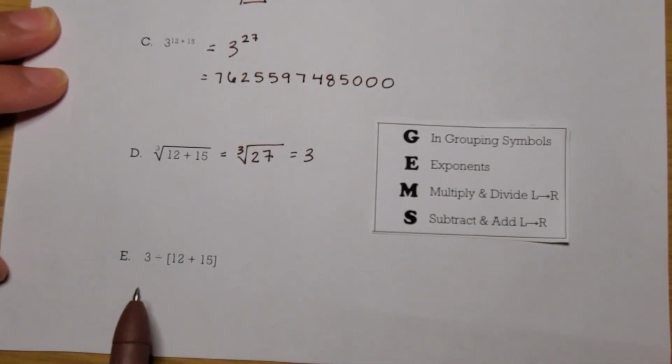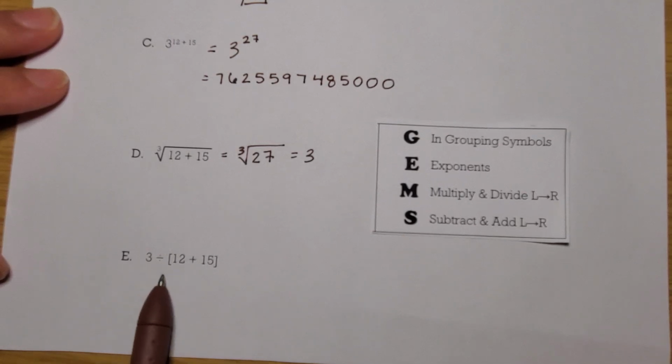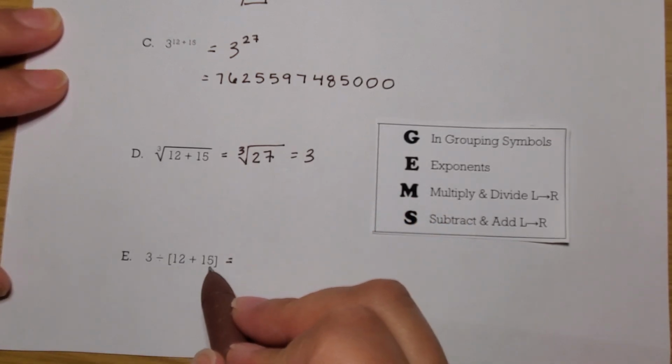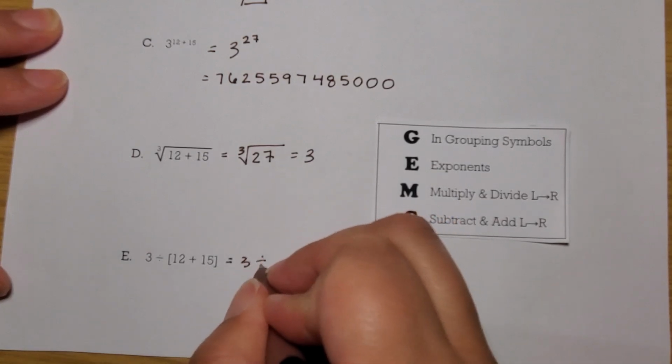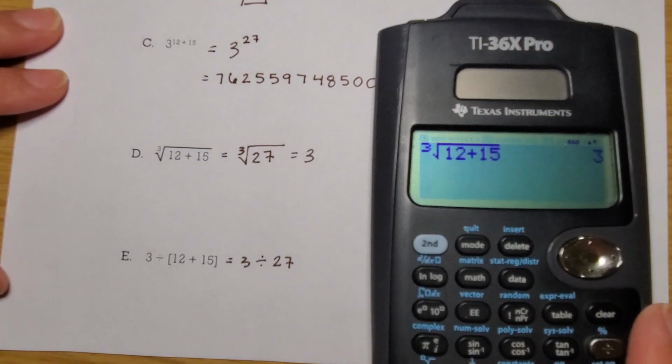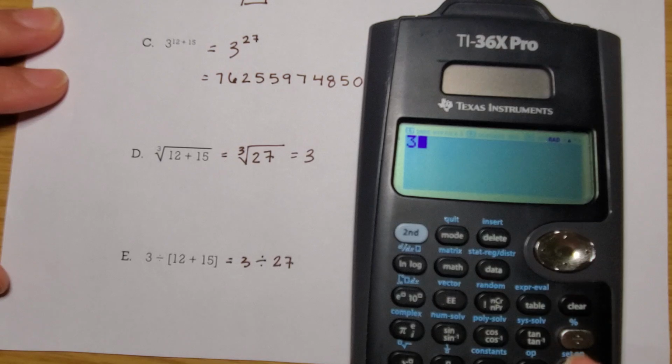And we've got 3 divided by, and then these square brackets, which are grouping symbols. So 12 plus 15 we know to be 27. Now I know 27 divided by 3 is 9, but that's not what this says. This says 3 divided by 27. So let's bring our friend back in over here. 3 divided by 27. Okay, and we're getting a repeating decimal.